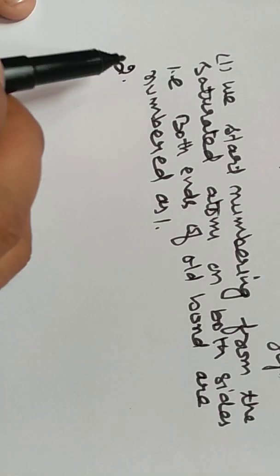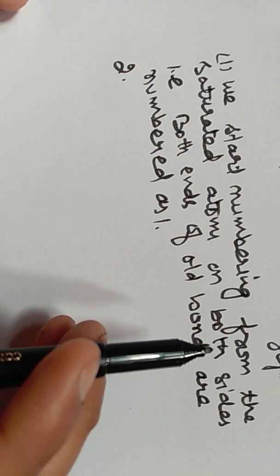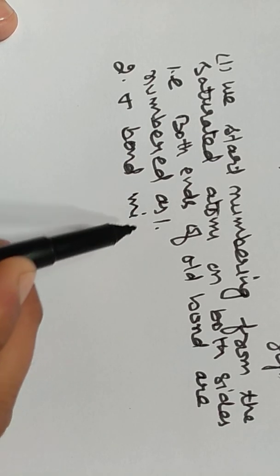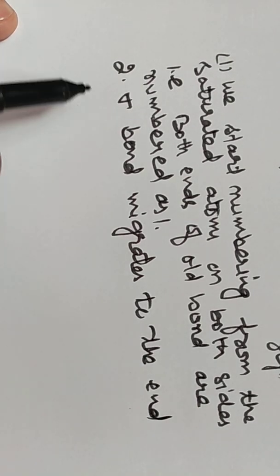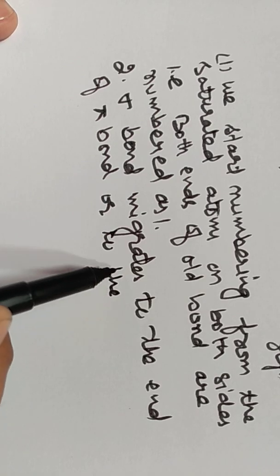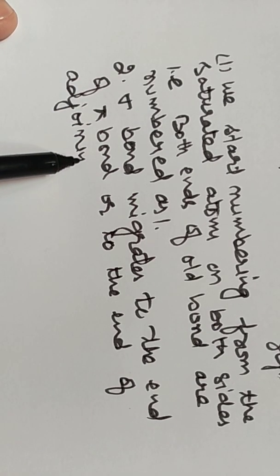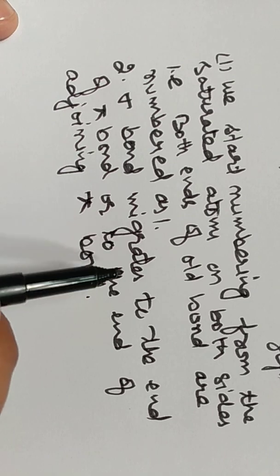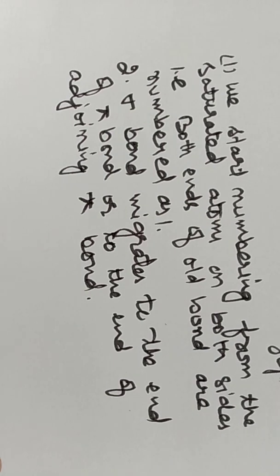Then the second point is that the sigma bond migrates to the end of a pi bond or to the end of an adjoining pi bond, right? Now let us take an example.